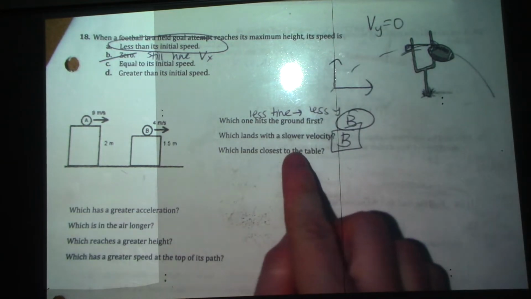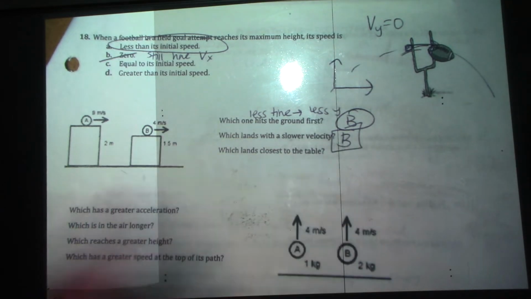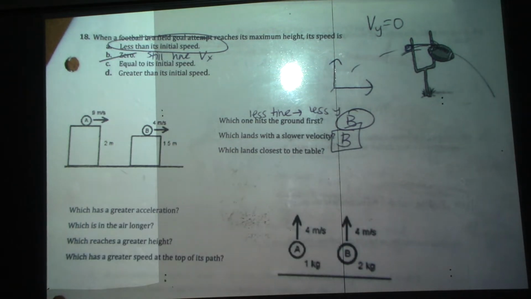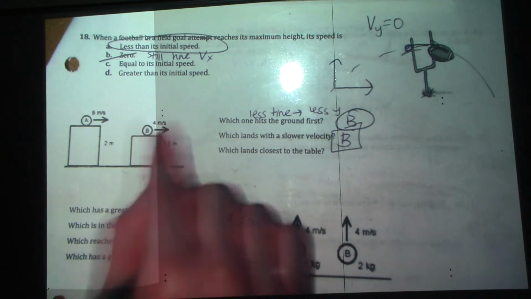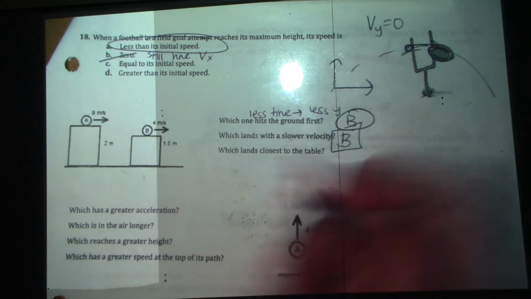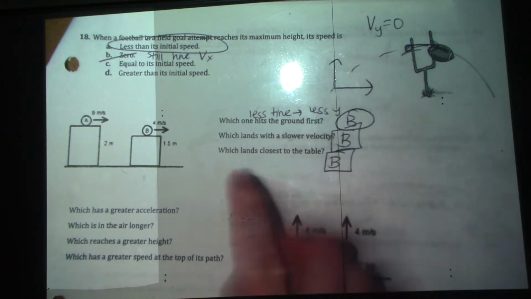Lands closest to the table, so when you're looking at the x distance, you actually care about both x and y. So this one has the less x and it has less y, which means I'm going slower and I'm doing that for less time. So of course B would for sure land closer to the table.